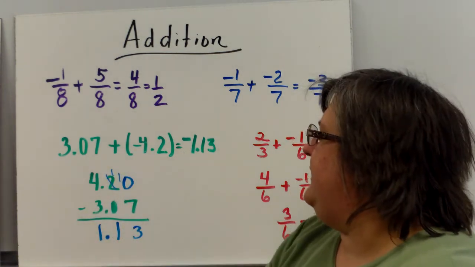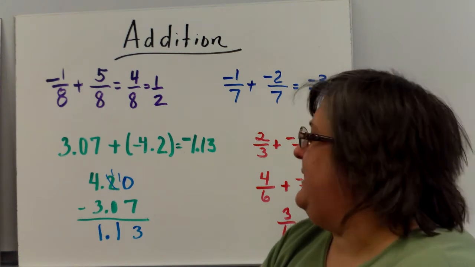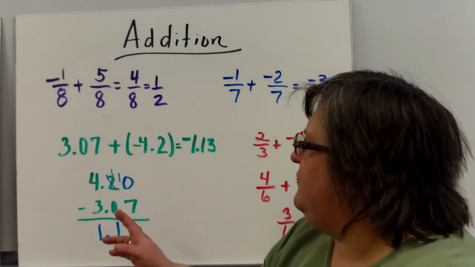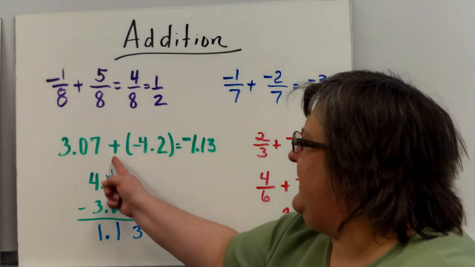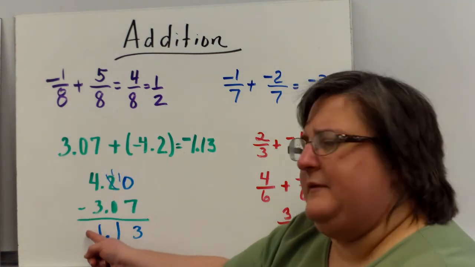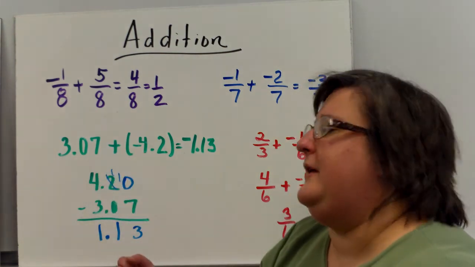But our final answer, again, you take the sign of the number with the larger absolute value. Here's what's a little weird, or weird for some people I should say, because we're adding, but yet I have to subtract to find the difference, because the signs differ. I have to find the difference.